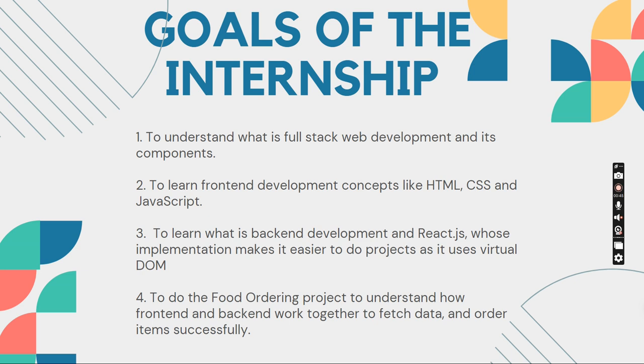Full stack development basically contains two components, the front end part and the back end part. The front end part consists of HTML, CSS, and JavaScript. The back end part consists of the MongoDB database and Node.js. The goals also include learning what back end development is, and React.js, whose implementation makes it easier to do the project as it is using virtual DOM. We'll discuss it in the next slide.